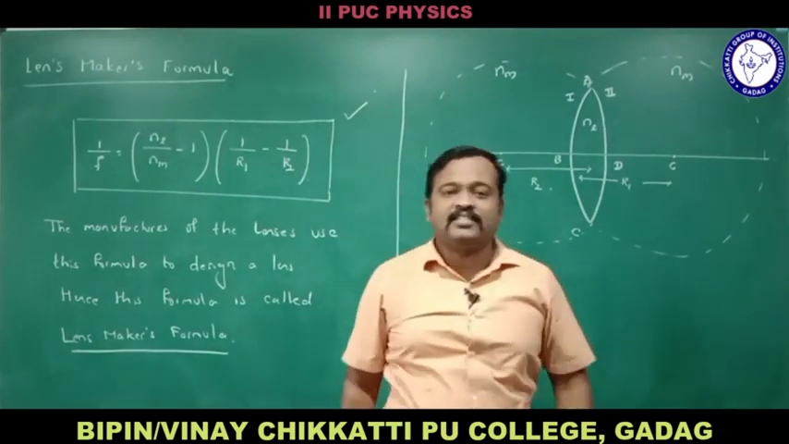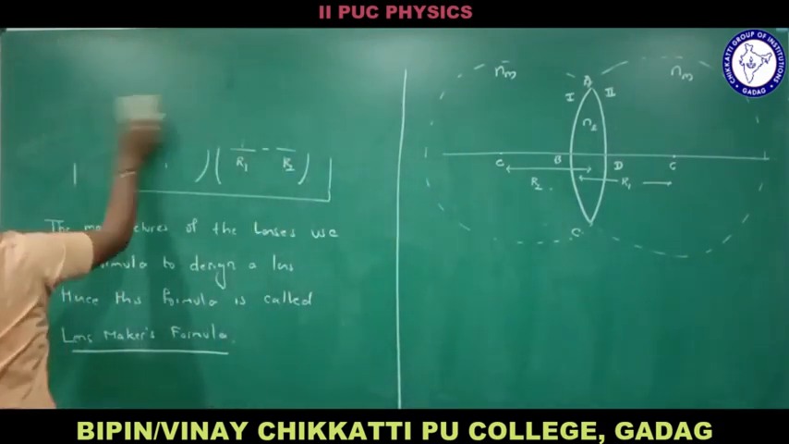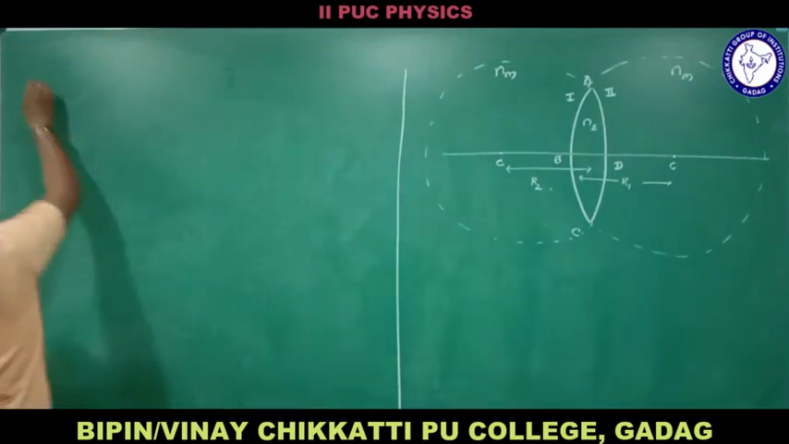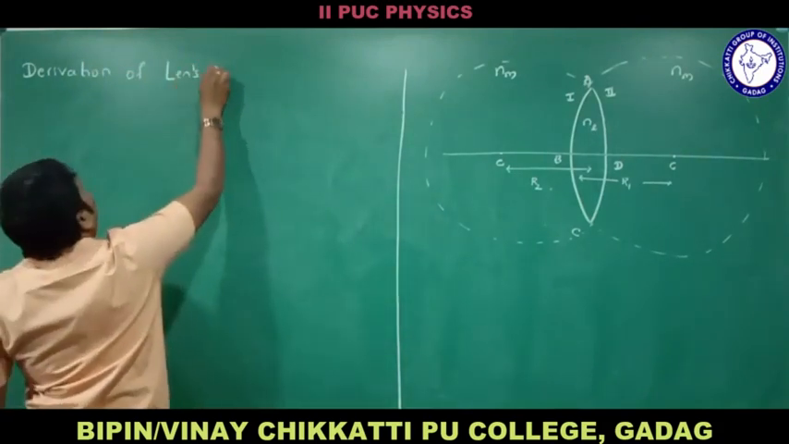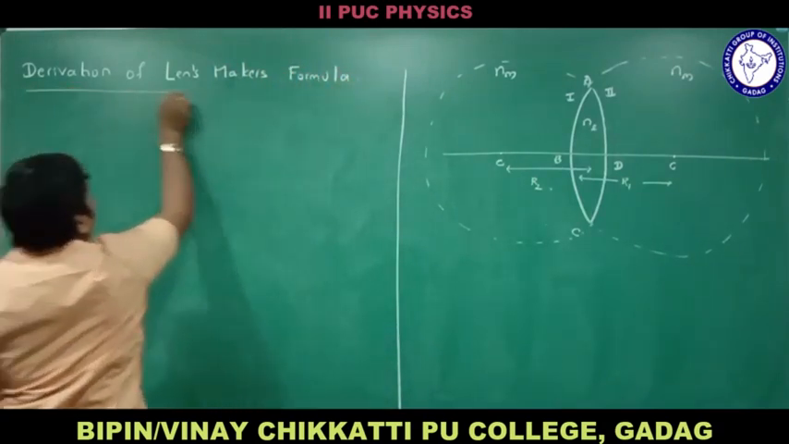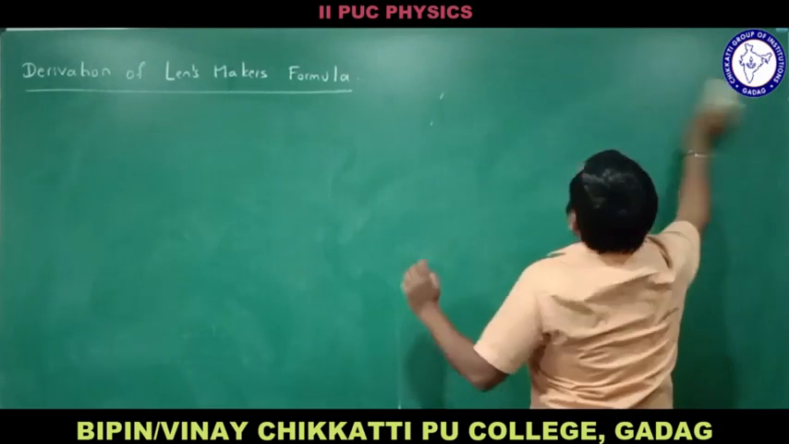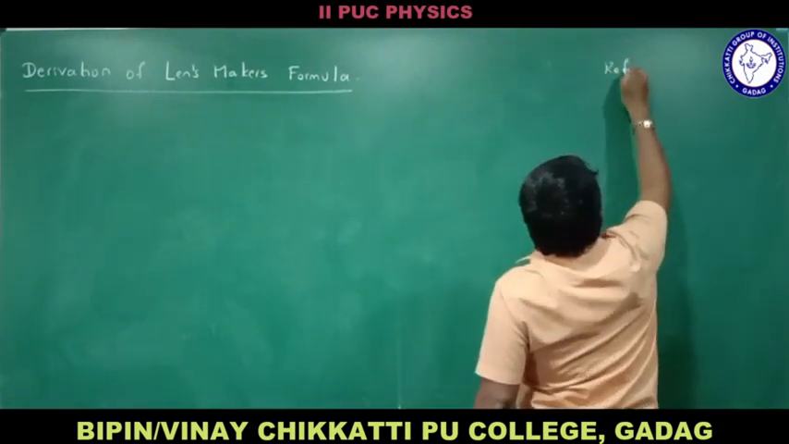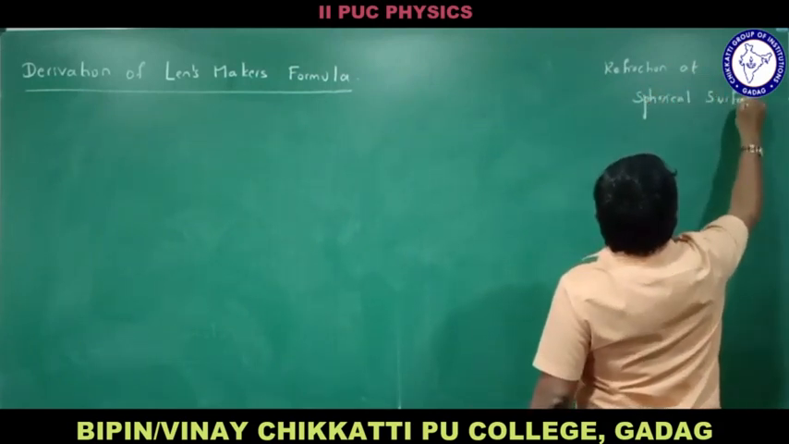Now we will be deriving this lens maker's formula. So we came to know what the lens maker's formula is. Next we will be moving on to the derivation of the lens maker's formula. How did you get that formula? To derive this, we need to know the formula for refraction at a spherical surface. This is something we have already studied.